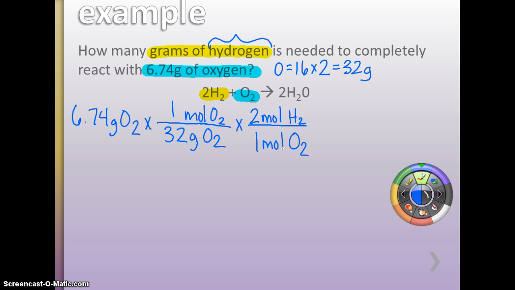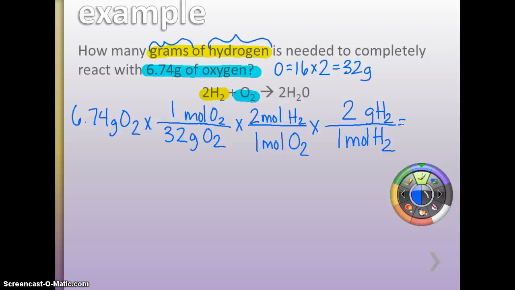Do we want moles of hydrogen? No. We want grams of hydrogen. So we got another step here. Grams means you're going to have to find molecular mass. Grams of H2. Molecular mass of H2 is 2. Molecular mass is always opposite 1 mole. So now you can do your math. You're at grams, that's what you're looking for. So 6.74 divided by 32 times 2 times 2.